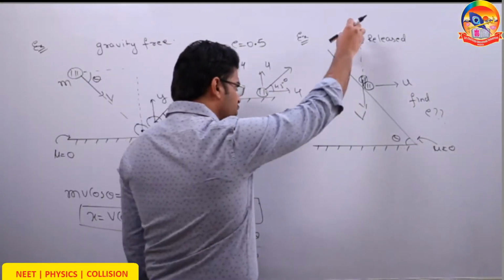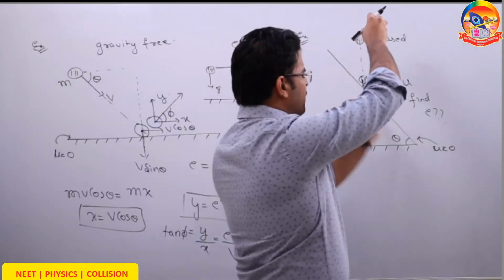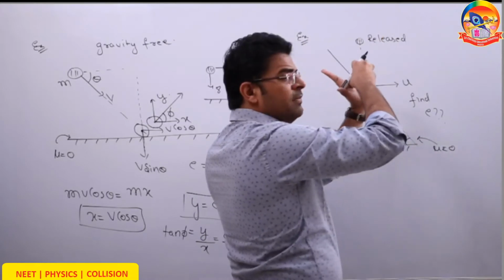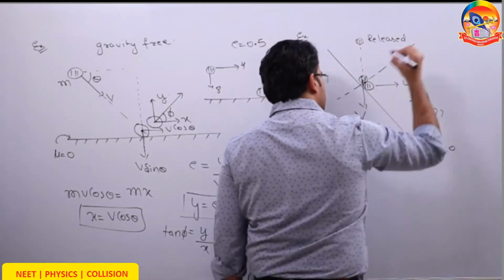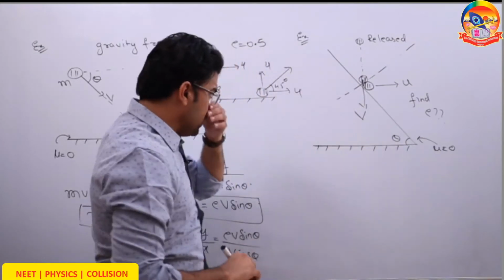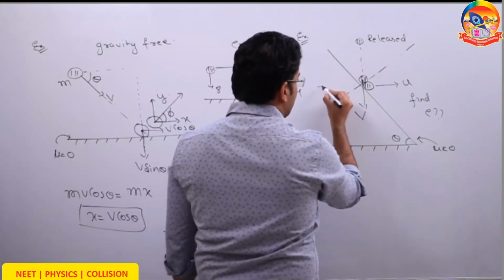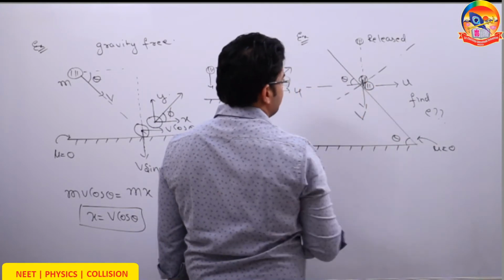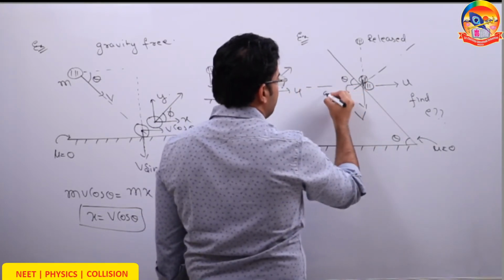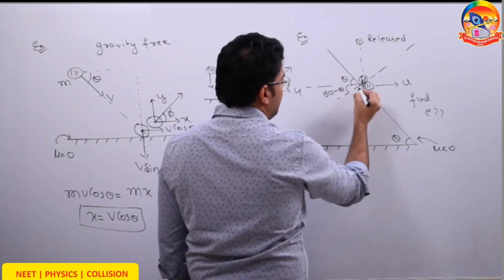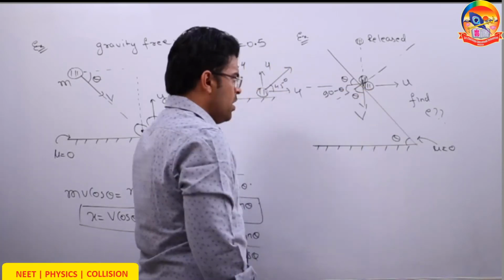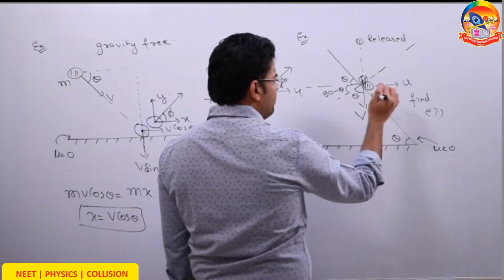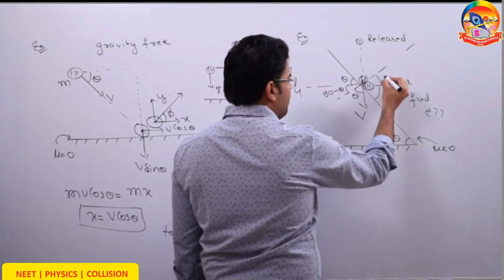For this particular collision, where will be the line of impact? This is the surface, this is the ball. Where will be the line of impact? Along the normal. Now, if this angle is theta, this angle with the horizontal will also be theta. So this angle will be 90 minus theta, and hence the angle between the horizontal and vertical comes out to be theta. One more thing, if this is theta, this is also theta, and this angle will be 90 minus theta.